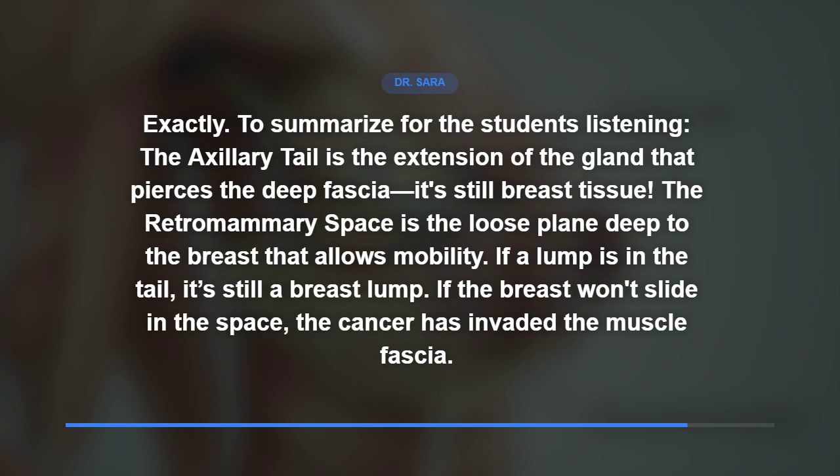Exactly. To summarize for the students listening, the axillary tail is the extension of the gland that pierces the deep fascia. It's still breast tissue. The retromammary space is the loose plane deep to the breast that allows mobility. If a lump is in the tail, it's still a breast lump. If the breast won't slide in the space, the cancer has invaded the muscle fascia.